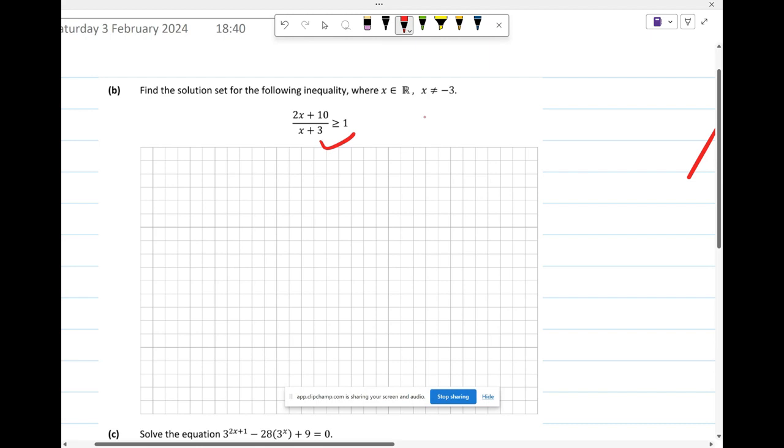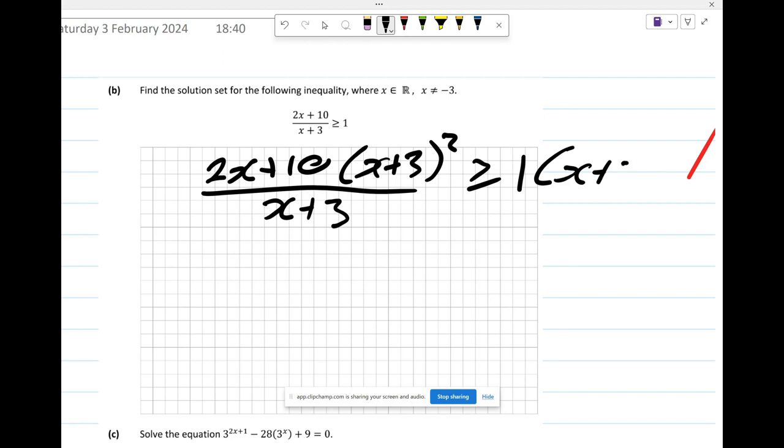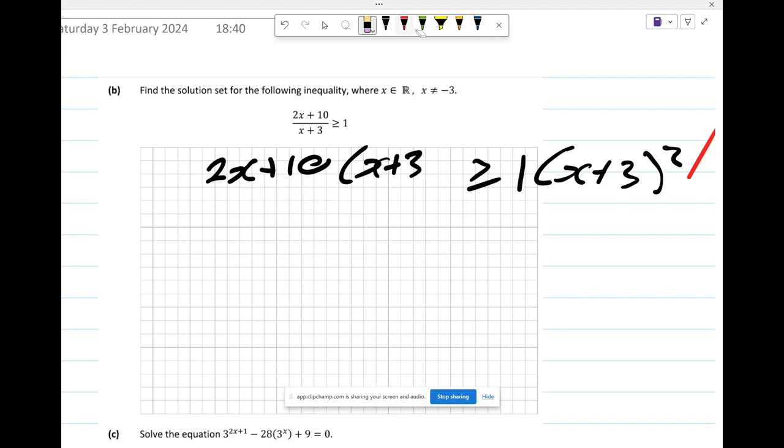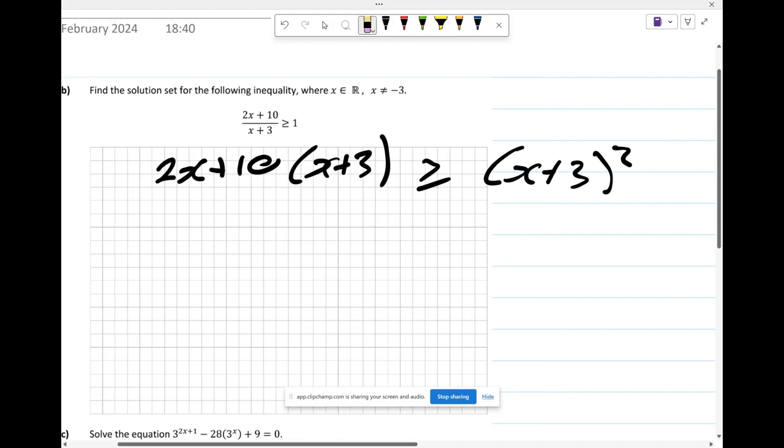So what we would normally do is multiply across by x plus 3, but we have this inequality in the way. And so what we're going to do instead is multiply by x plus 3 squared. And that's going to be greater than 1 times x plus 3 squared. Okay, so one of these is going to cancel with one of those, so it'll disappear. And 1 times anything is just itself, so now we just have to solve this equation.